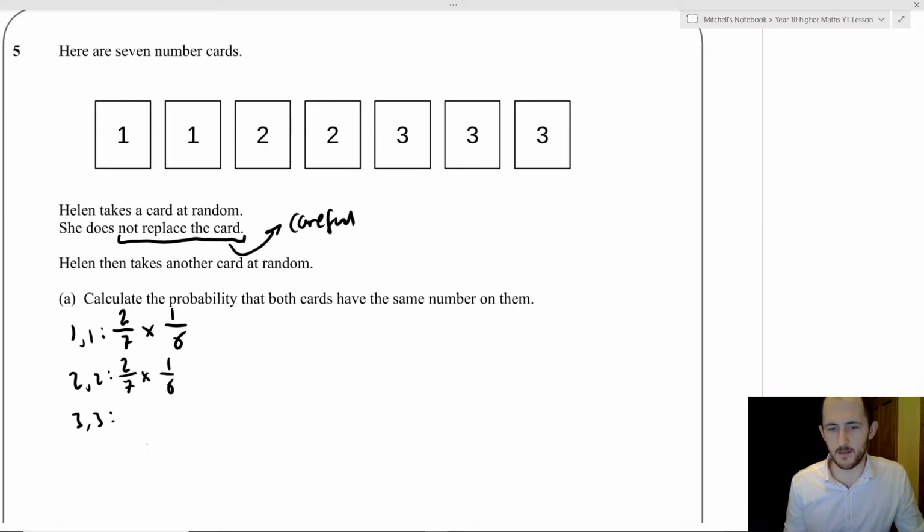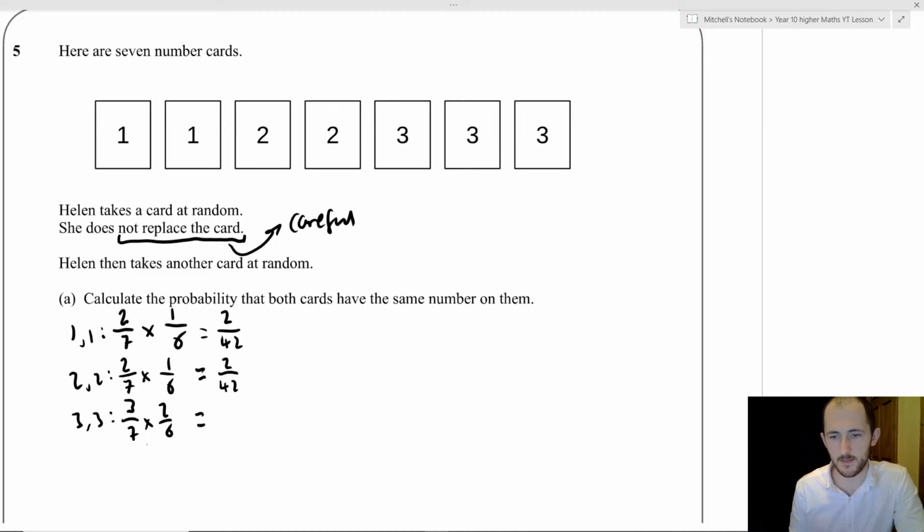3 3s, we have 3 over 7 at the beginning, multiplied by 2 over 6. So again, make sure you can see where I'm getting all these fractions from, just while I work this out. So we have 2 over 42. We have 2 over 42 again. Then we have 6 over 42.